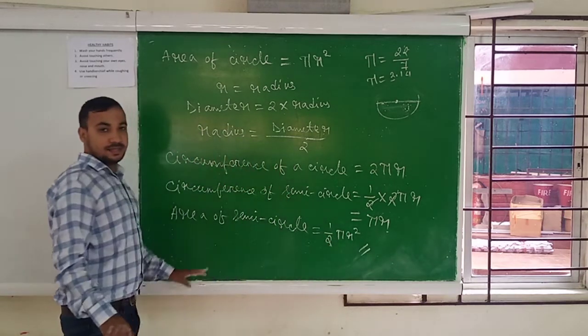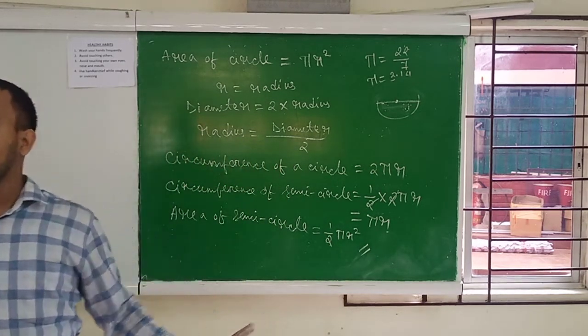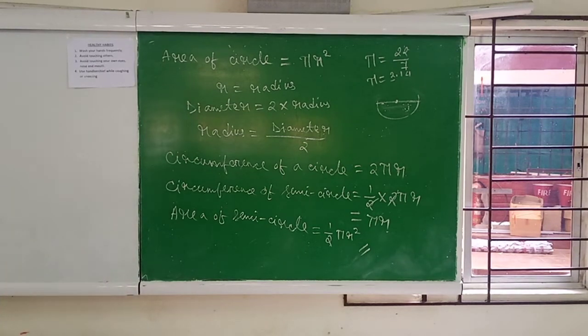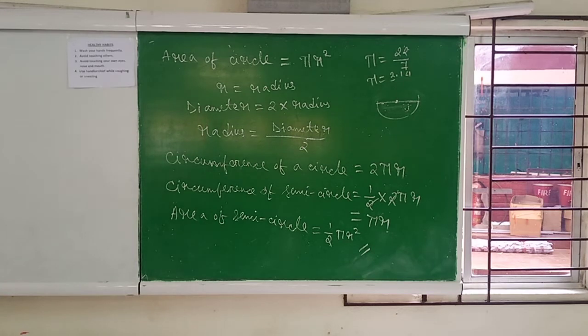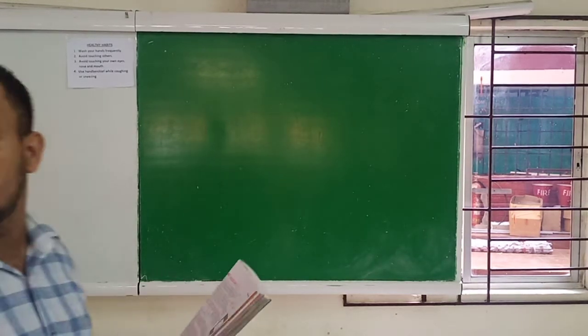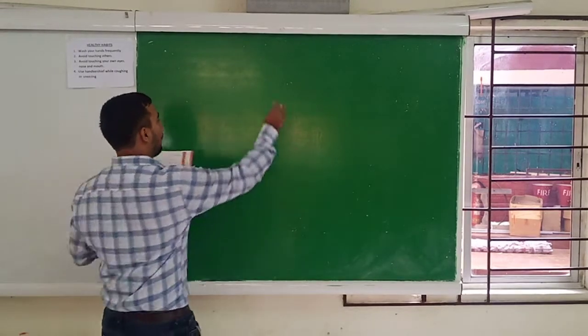So based on this formula, we will do the first exercise. If you remember this formula, first exercise you can do easily. And in this exercise, you only need to read the questions properly. If you read the questions properly and see what is asked, you can easily do it, because you have the formulas with you. Okay, exercise 11.1, first question we will do.